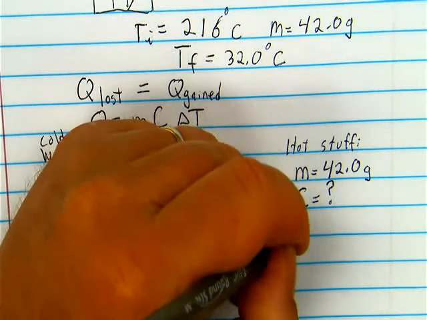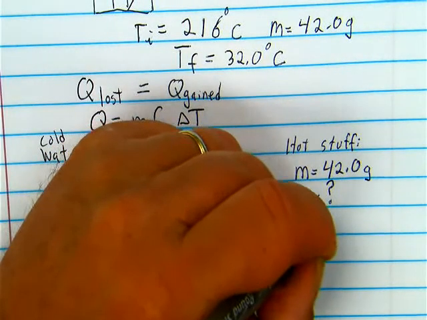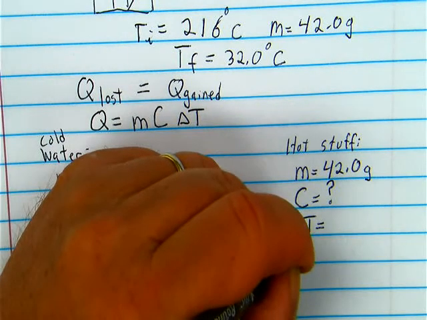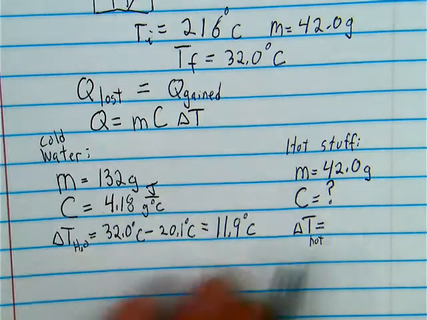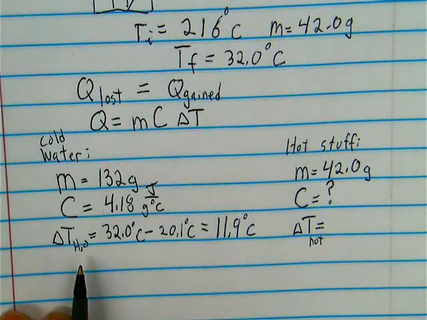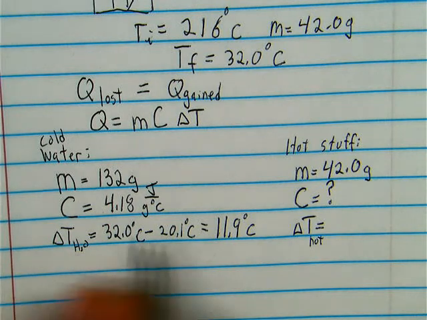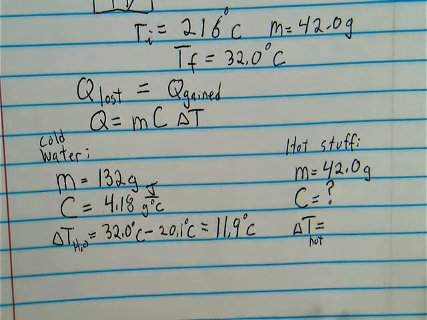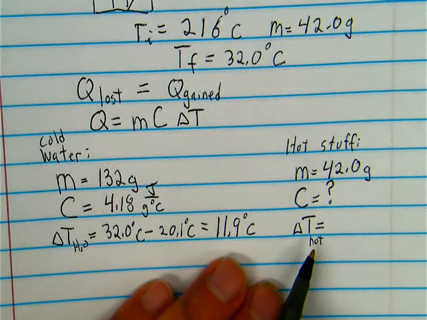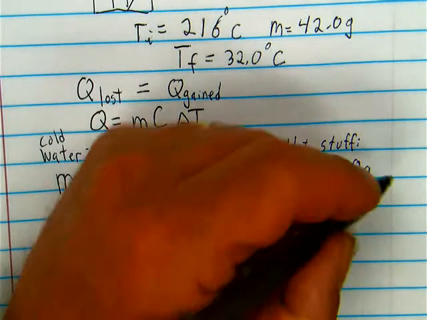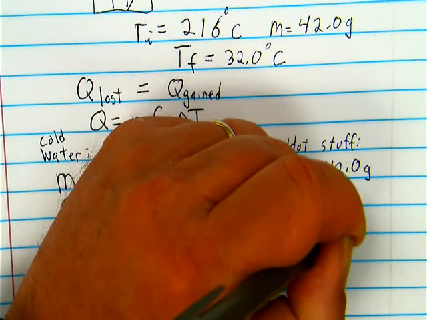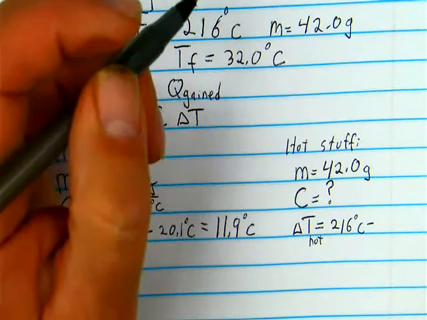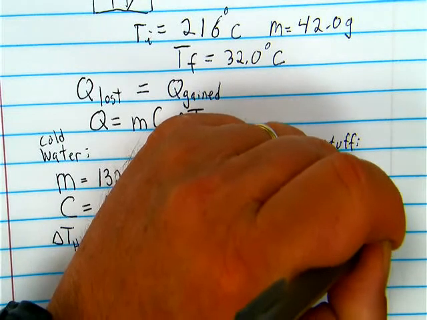And the change in temperature for the hot stuff is different from the change in temperature for the cold stuff. They start at different temperatures, but they both end at the same final temperature. For the hot stuff, I'm going to write it backwards. I'm going to write the initial temperature, 216 degrees C, minus the final temperature, 32 degrees C.